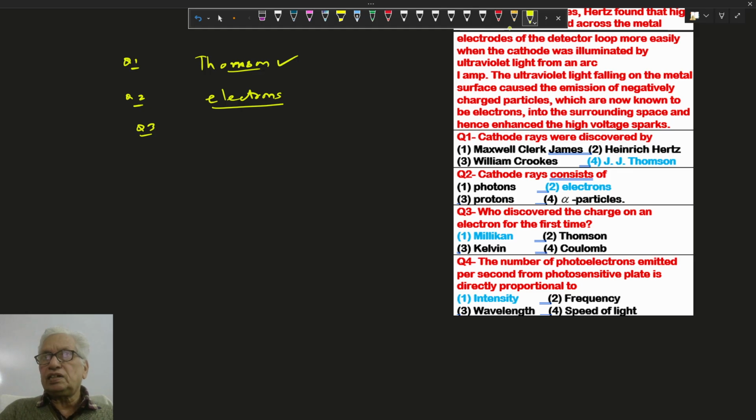And Millikan, famous experiment Millikan, he established the minimum amount of charge on electron first time. Say the number of photoelectrons emitted per second is directly proportional to intensity, because intensity means more and more number of photons falling per second. So n will be this. So option 1 is correct.